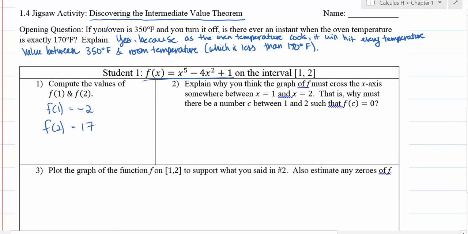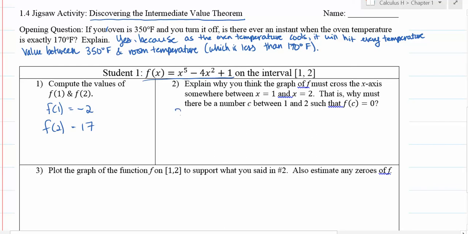Okay, so it says, explain why you think the graph of f must cross the x-axis somewhere between x equals 1 and x equals 2. That is, why must there be a number c between 1 and 2 such that f of c equals 0? Since this graph is continuous, it's a polynomial, there must be at least a point that crosses the x-axis because y changes from negative to positive. Again, it's pretty straightforward, but I just want to link it to the theorem.